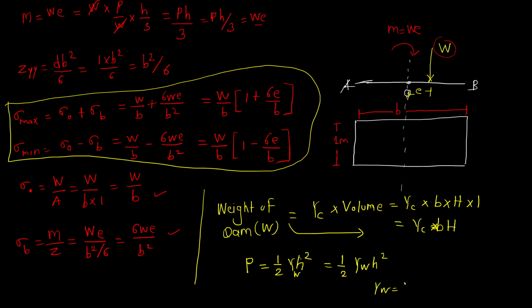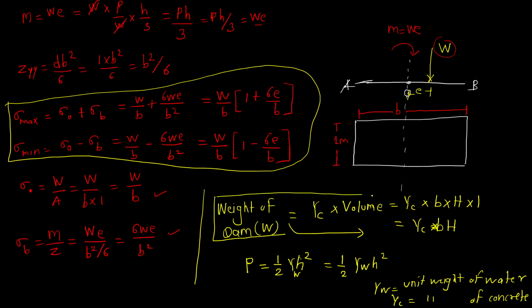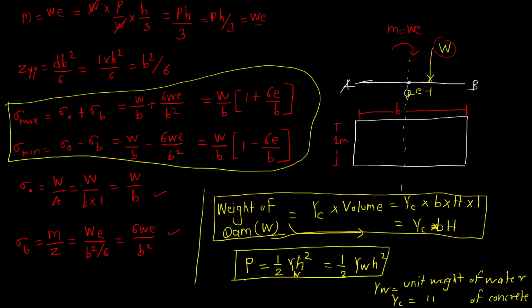Gamma W is the unit weight of water. So you should see what is given in the problem, whether gamma C is given or gamma W is given, and accordingly you have to solve. Gamma C is used for calculation of the weight of the dam, and gamma W is used for calculating the lateral thrust.